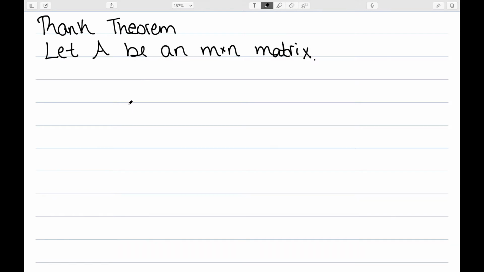In this video, I want to talk about the rank theorem. We're going to let A be an m by n matrix, and in this case, there are two pieces to the rank theorem. The first piece says the dimension of the column space of A is equal to the dimension of the row space of A.